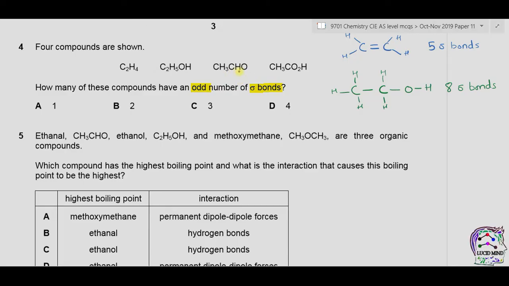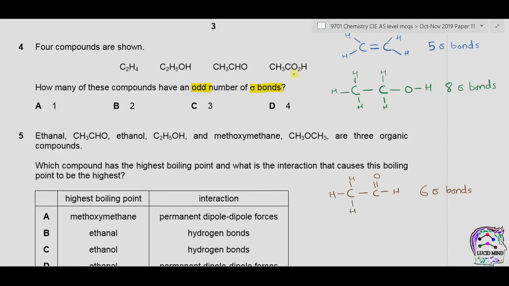Third one is CH3CHO. It is an aldehyde. We have 2 carbon atoms and 4 hydrogen atoms. Now the number of sigma bonds is 6. And there is also 1 pi bond.